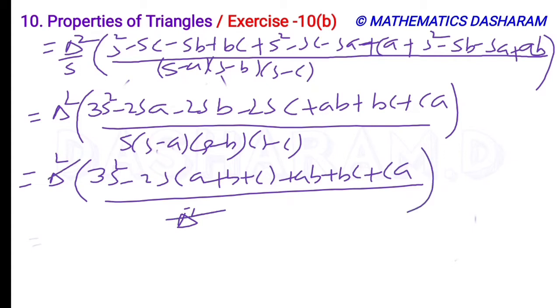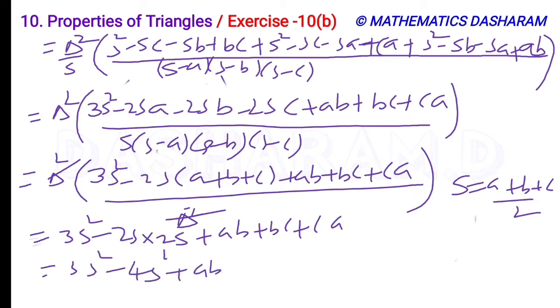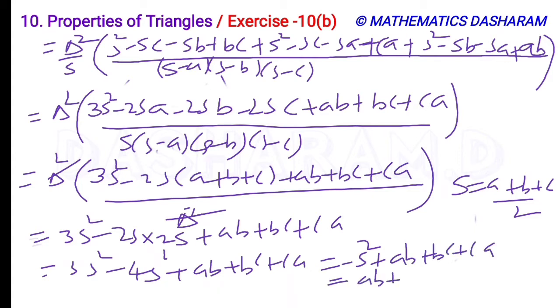Now delta square cancels. 3s square minus 2s into a plus b plus c. Actually the s formula is a plus b plus c divided by 2, then a plus b plus c will become 2s, plus ab plus bc plus ca. Now 3s square, 2s into 2s is 4s square, plus ab plus bc plus ca. 3s square minus 4s square is minus s square, so ab plus bc plus ca. First write the positive terms, next write the negative term, so it is equal to RHS.